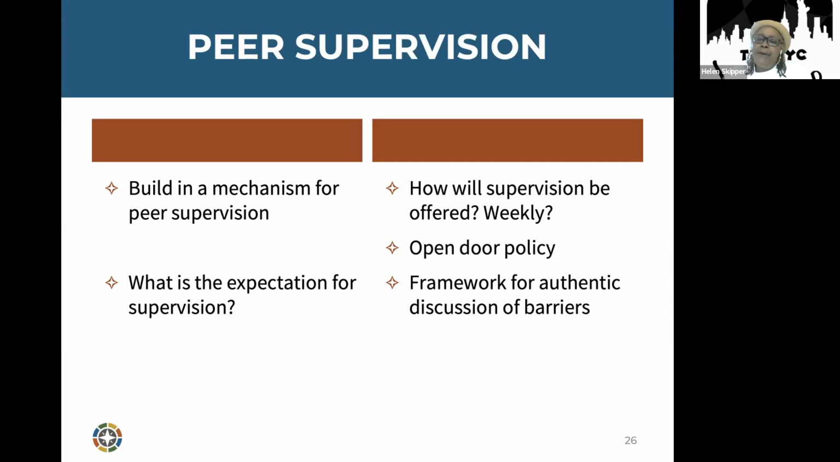And you want to think about the framework for the authentic discussion of barriers and triggers, of which there will be, because you're hiring directly impacted people and you're asking them literally to go back into the spaces that impacted them. Hence the need for peer supervision. And that's all I'm going to say. Watch the other training about peer supervision. That is my public service announcement for that training.